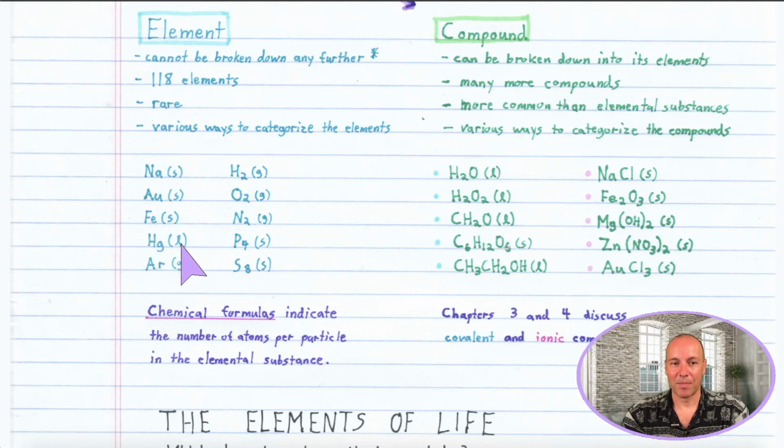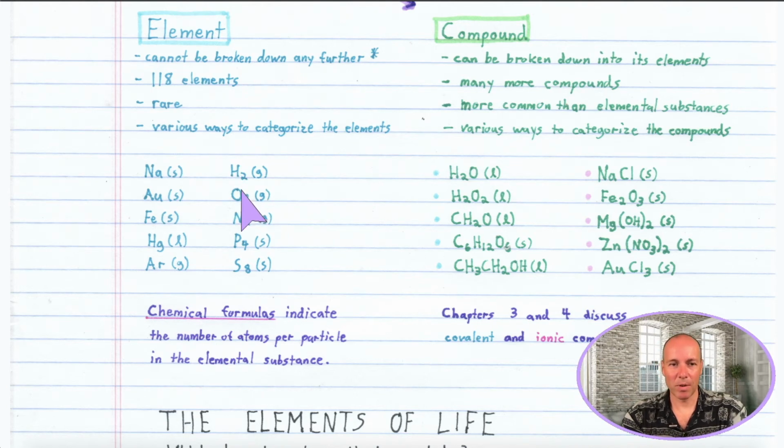And then, liquid mercury, gaseous argon. Now, some elemental substances come as molecular particles. So these elements over here, their tiny particles are made of just single atoms. And the ones over here, they are composed of molecules.